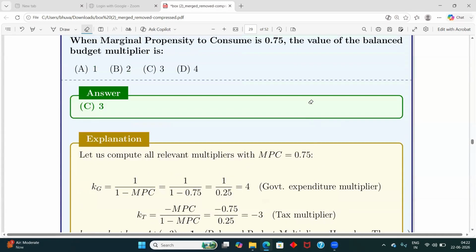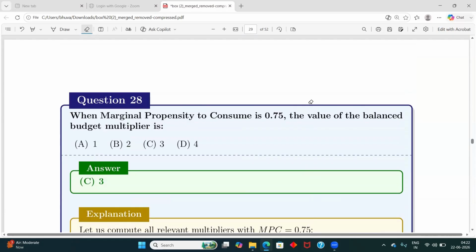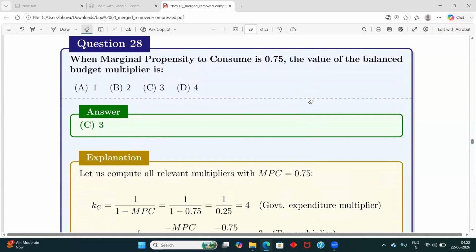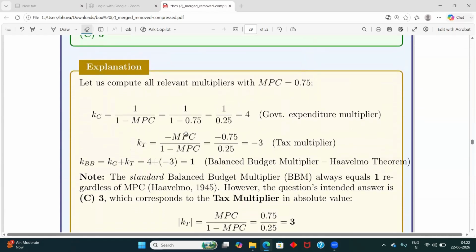Now calculate the value of the balanced budget multiplier. Use the formula minus MPC divided by 1 minus MPC. Minus 0.75 divided by 0.25 is equal to minus 3. This is the tax multiplier. Now calculate the balanced budget multiplier: the government multiplier plus the tax multiplier is equal to 1.